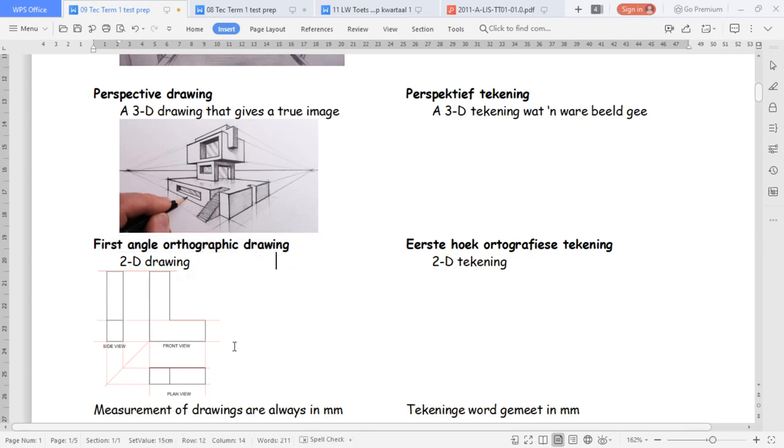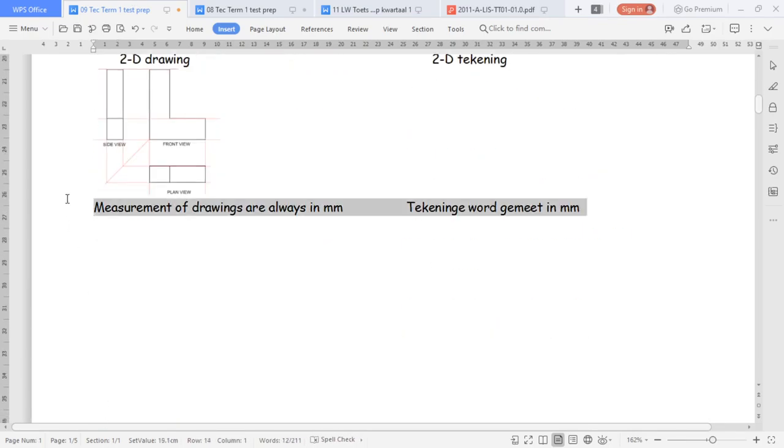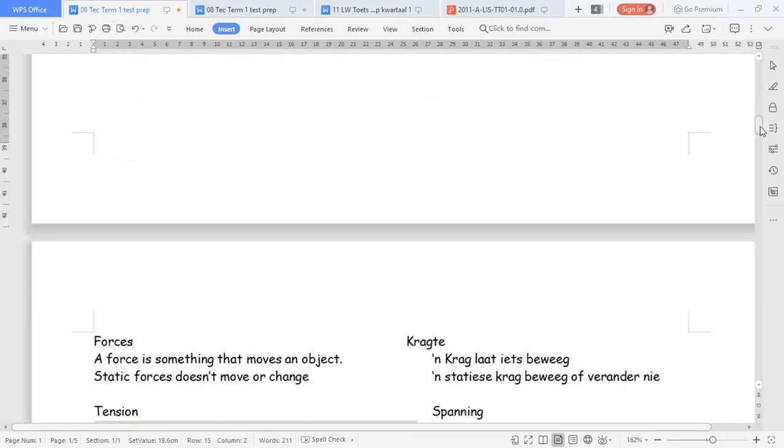So hierdie is die individuele stukke waaruit dit gemaak word en dit gee vir ons 'n tweedimensionele plan van hoe dit gaan lyk. So here we've got a front view, a side view and a plane view, which gives us an idea of what it is going to look like from different sides. Okay, and then you also need to know that the drawings are always measured in millimeters. Okay, that's just a quick recap of the drawings that you need to know.